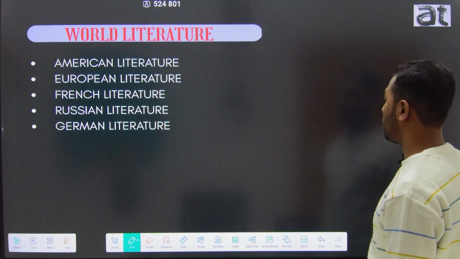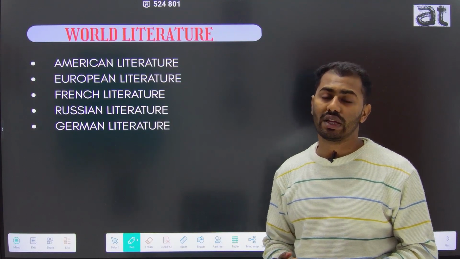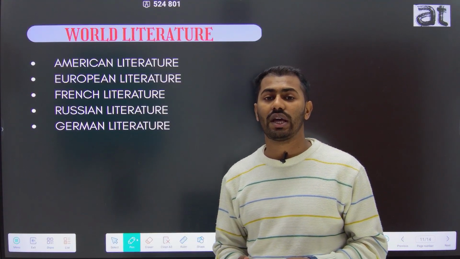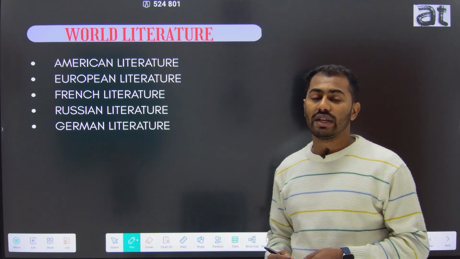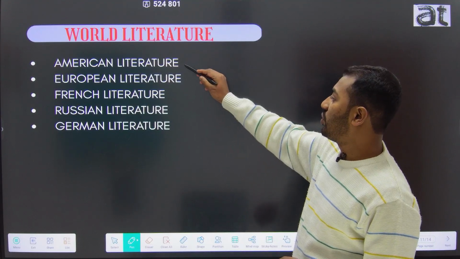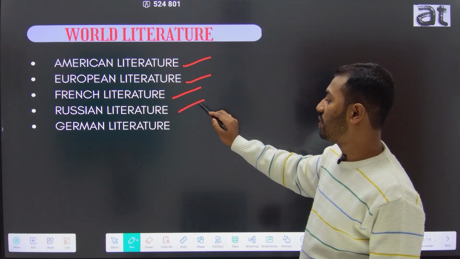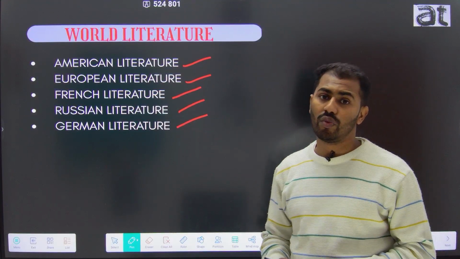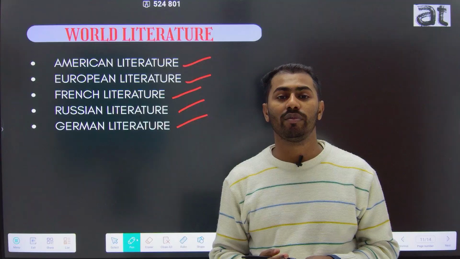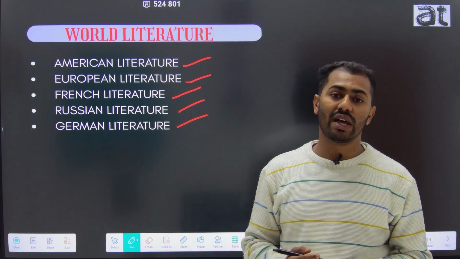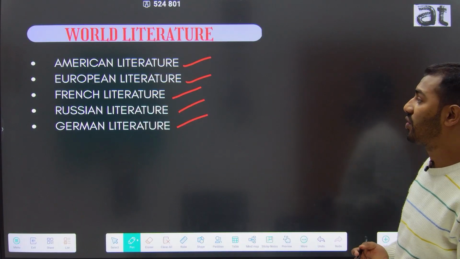Next, after post-colonial literature comes world literature. In world literature, you have to read American literature, and who the important American poets are, and who the dark romantics are. Next comes European literature, French literature, Russian literature, and German literature. From world literature, at least 3 to 5 questions usually come in the UGC NET exam. So in order to pass this exam, you have to read the literature of different countries.